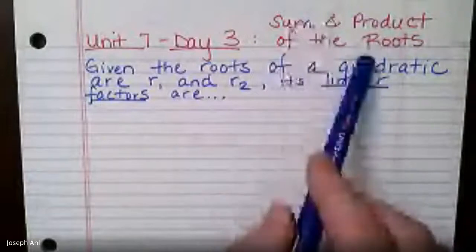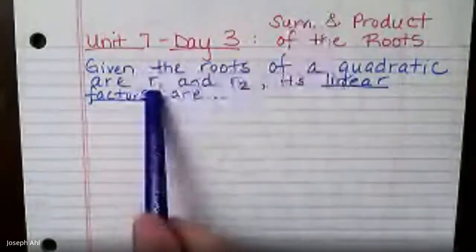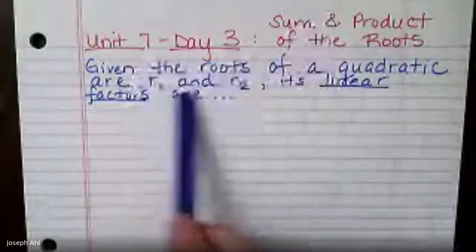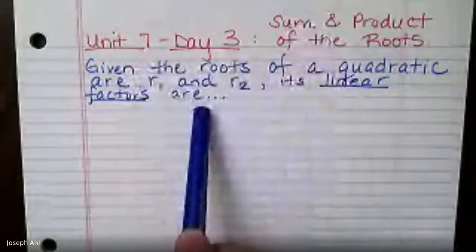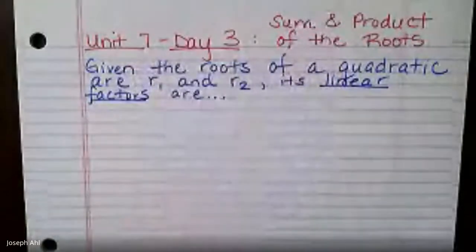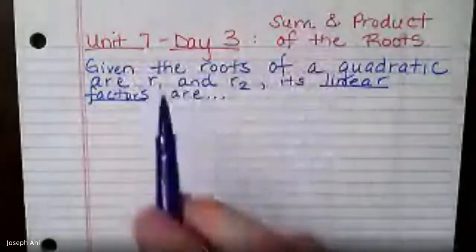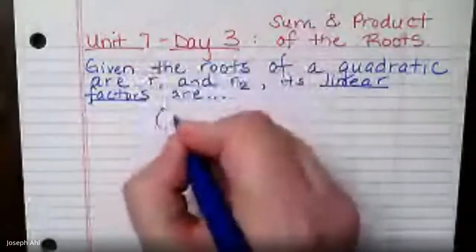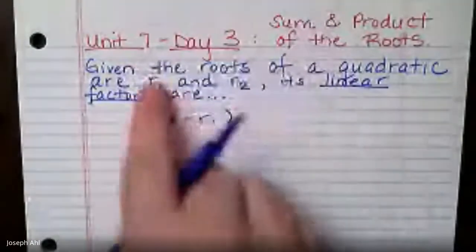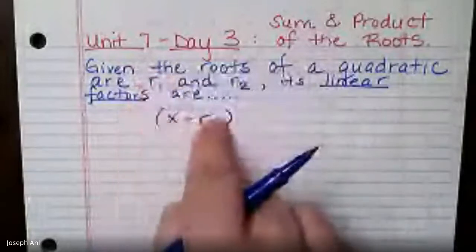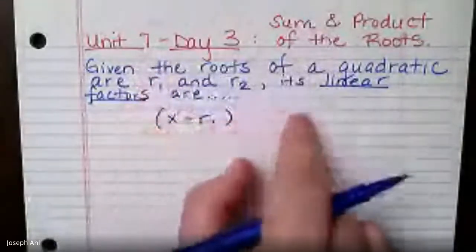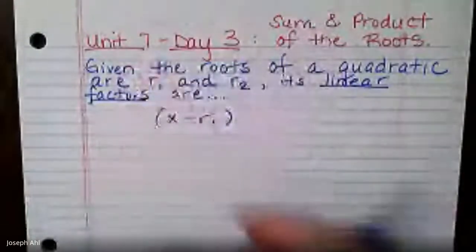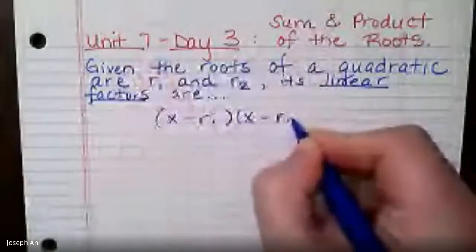Given the roots of a quadratic are R1 and R2, just in general, root 1 and root 2, what would its linear factors be? Linear factors are the factors that produce these solutions of R1 and R2. The linear factor that gives you a root of R1 is x minus R1. It's the binomial that, when you set it to 0 and solve for x by adding R1 to the other side, gives the root we're talking about. Therefore, the other linear factor would have to be x minus R2.